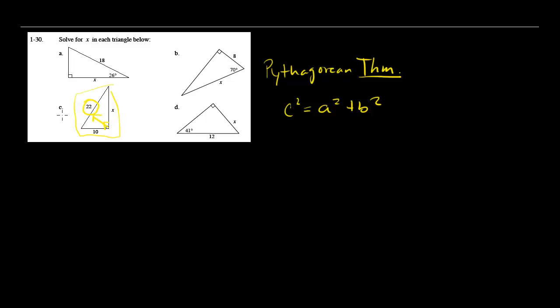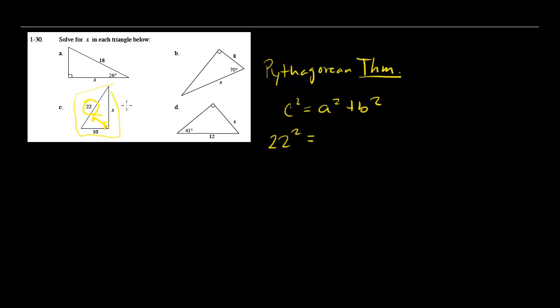Now let's move on to part C. In this right triangle we are given just the sides, and we don't know anything about the angles, so that's where we want to use the Pythagorean theorem. C squared is equal to A squared plus B squared, where C is the hypotenuse. The hypotenuse is always across from the right angle, and it has to be a right triangle for this to be true. So 22 squared equals A squared plus B squared.